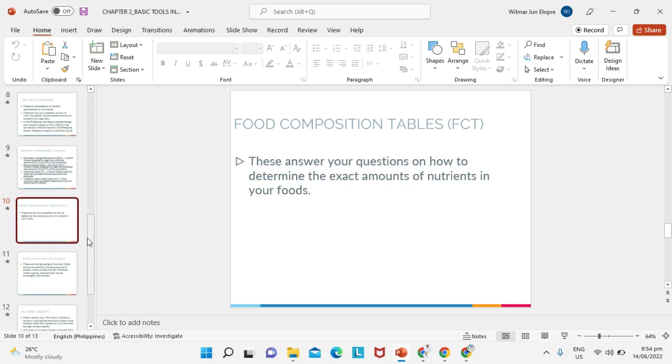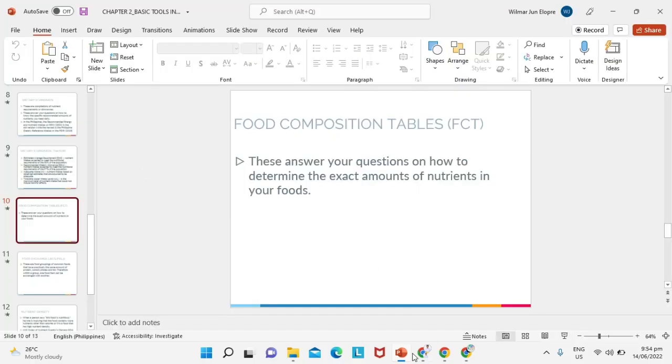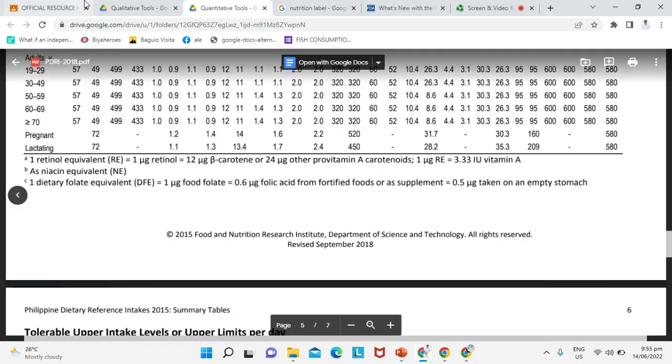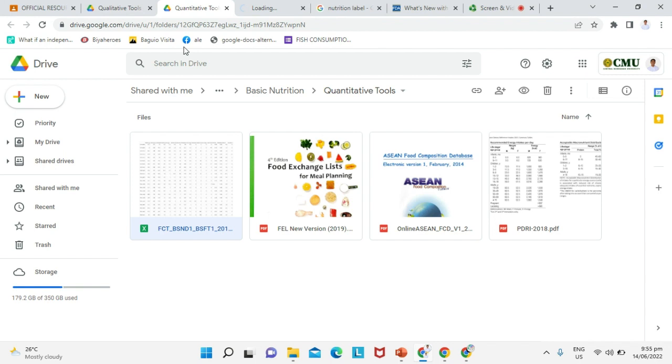Next is the food composition table. So the food composition table answers your questions on how to determine the exact amounts of nutrients in your foods. Naapunta diri no. Kani ang ginagamit nato nga FCT. Pwede ninyo ni ma-download no. Okay. So basically kaning FCT nato, kaning food composition table nato, kung gusto nato mahibaw-an ang nutrient content sa kada pagkaon, then mao ni atong gamiton nga tool.